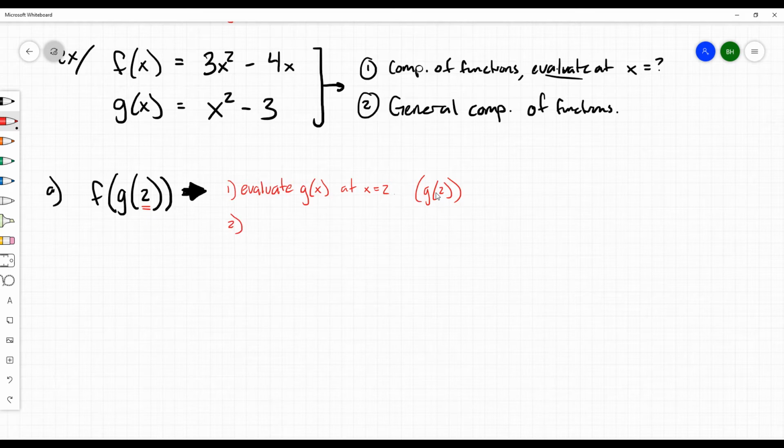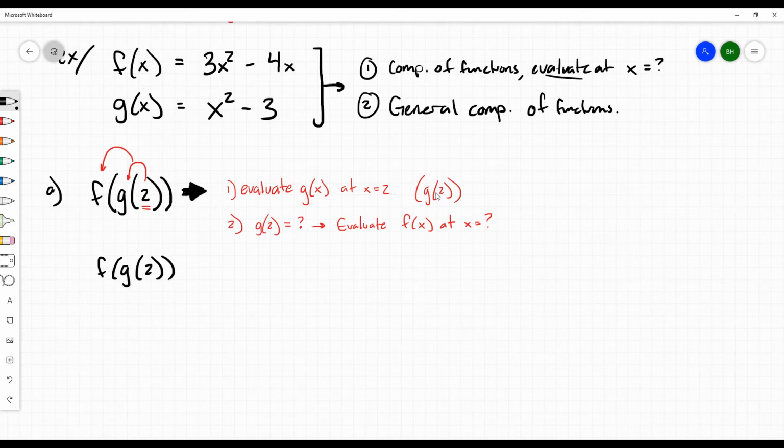Then, whatever we get for that, so g of 2 will equal some value. That means that then we need to evaluate f of x at x equals whatever that value is that we just got for g of 2. So it's almost like we're plugging in 2 into g of x, and then whatever that answer is, we're going to plug into f of x. So in order to start this, let's start here. We'll start with g of 2. And so I'm going to just use some different colors so that way we can see it a little bit better. So you have this, which means first we're going to evaluate the inside, which is g of 2.